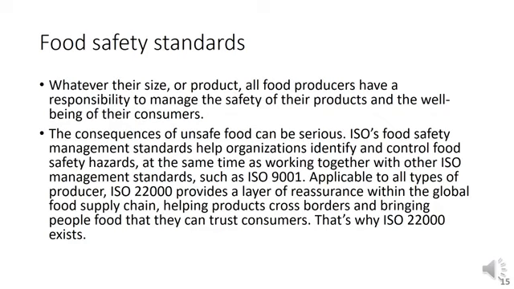Actually, when we are talking about the food safety standards, the basic aim of ISO about the food is that they want to produce zero defect food products for the society, for the human beings, and for the community. And definitely, whatever the size or the volume of the product is, all food producers have a responsibility to manage the safety of their products and the well-being of their consumers and the society and the human beings, right?